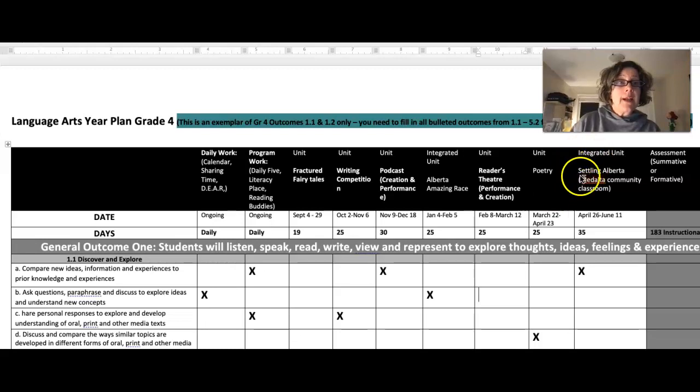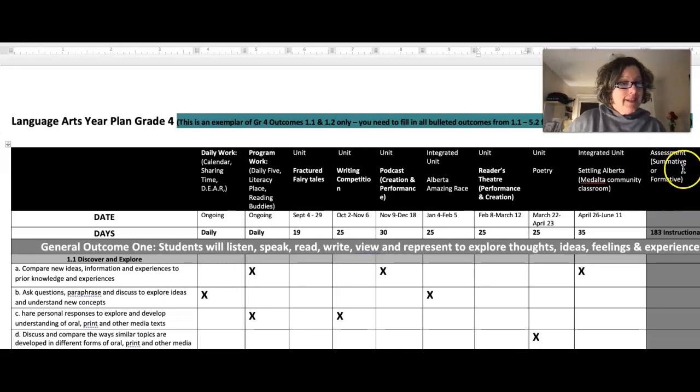And then an integrated unit, we're going to do Settling Alberta with a Medalta Community Classroom. Okay, so that's my year. That's my year for grade 4 ELA. For me, once I have that sort of rough framework, I just go, oh, okay, because now I know where I can hang my hat, right?